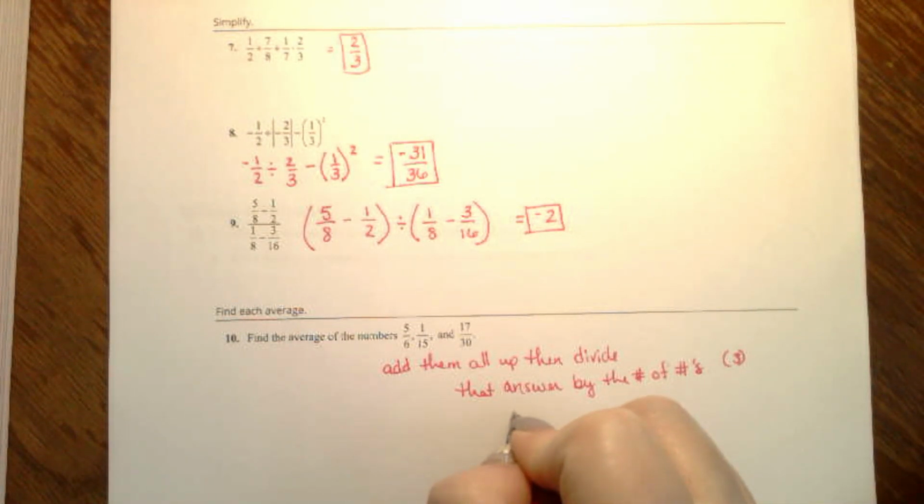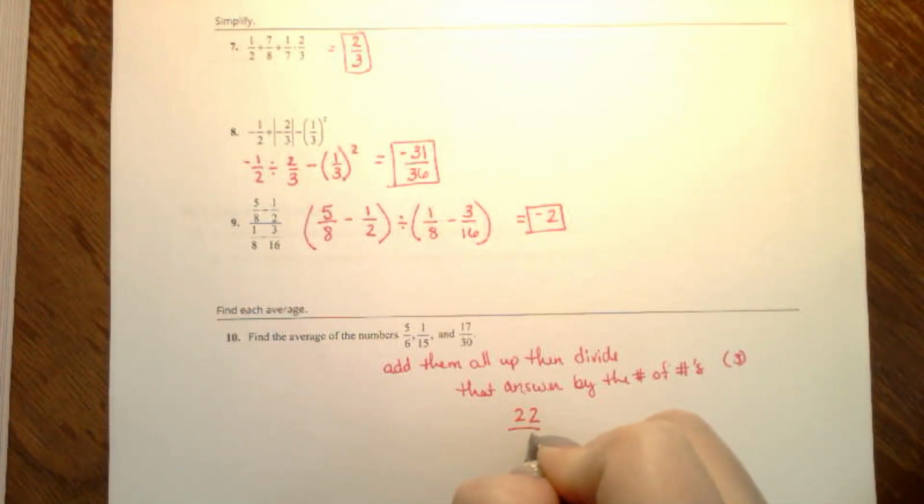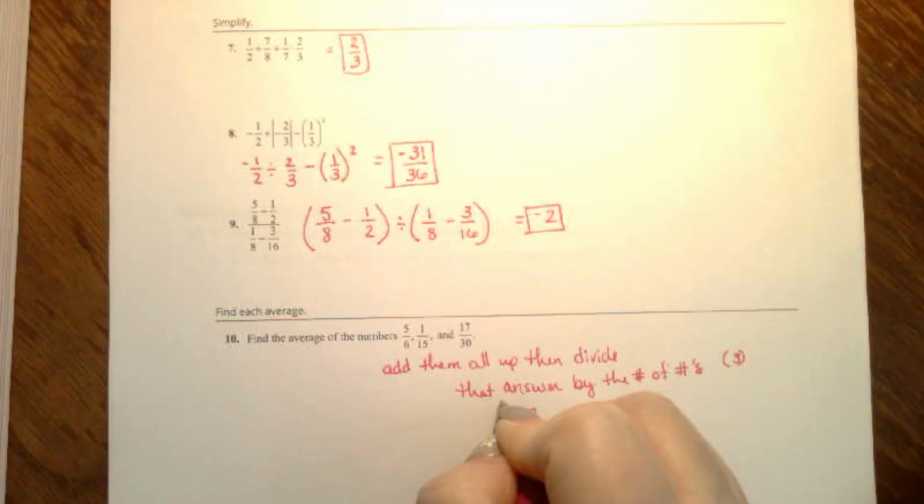And for the average, you get 22 over 45.